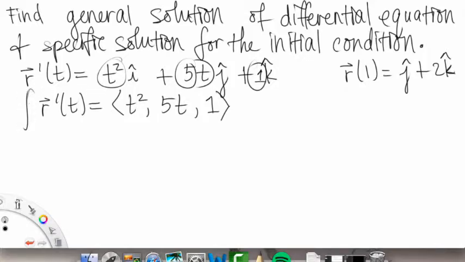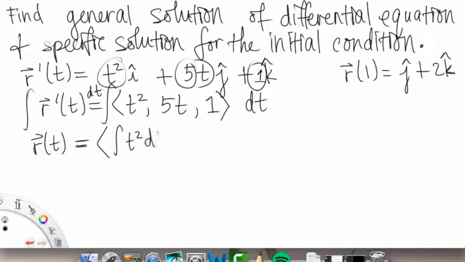Given this, what we're going to do is take the integral. We're going to integrate both sides with respect to dt. On the left side, all we get is r of t. So this is what we're aiming for, right? This is our general solution so far. And what we're going to have to do is integrate each of the components with respect to dt, so we're going to have something like that and something like that.